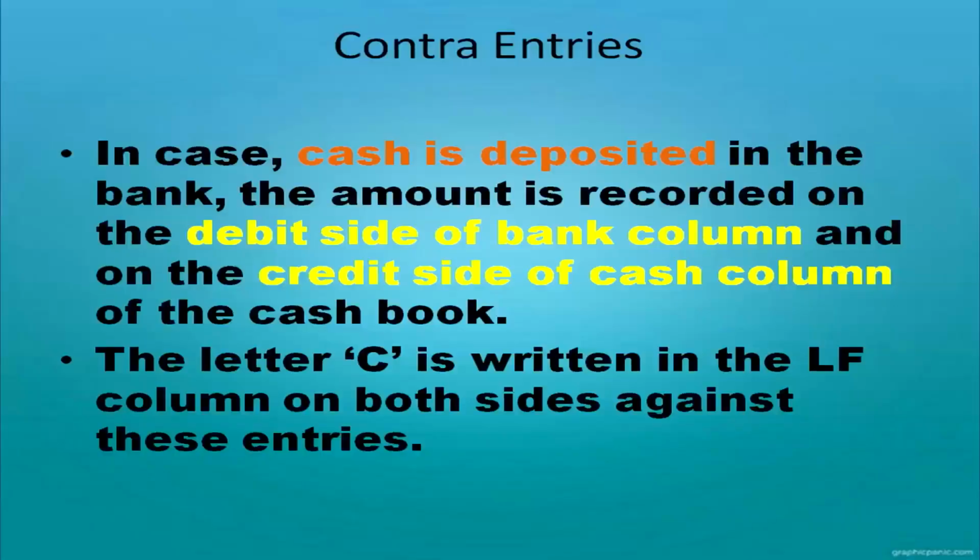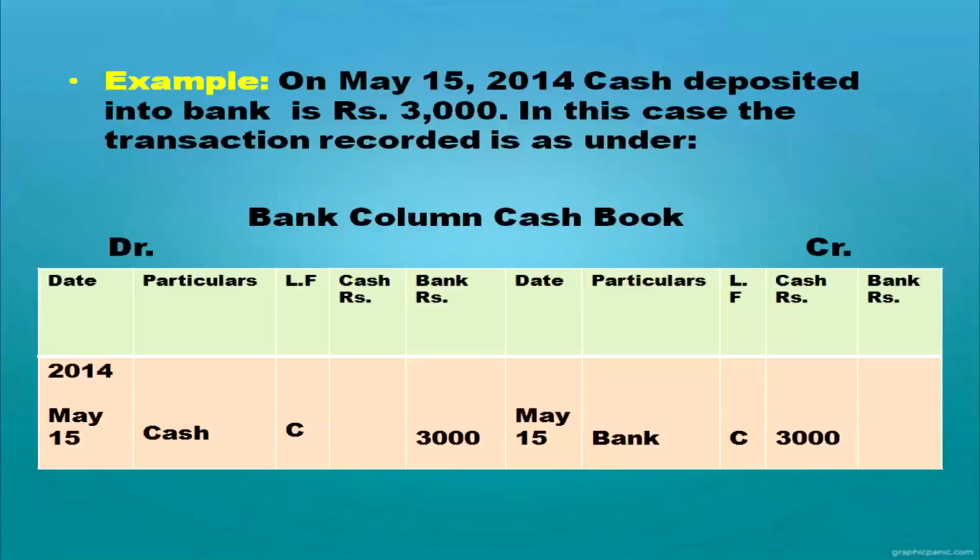Similarly, when cash is deposited, that is also a contra entry. When cash is deposited in the bank, the amount is recorded on the debit side of the bank column and on the credit side of the cash column of the cash book. Letter C is written in the ledger folio column on both sides against these entries. So, cash deposited in the bank, rupees 3000, is the transaction on May 15, 2014. How will it come in the cash book?